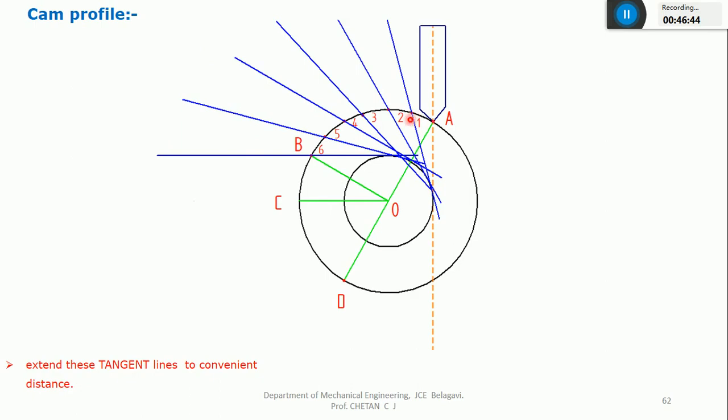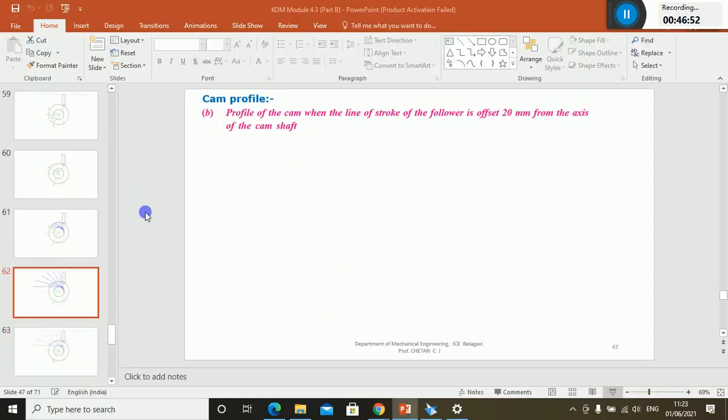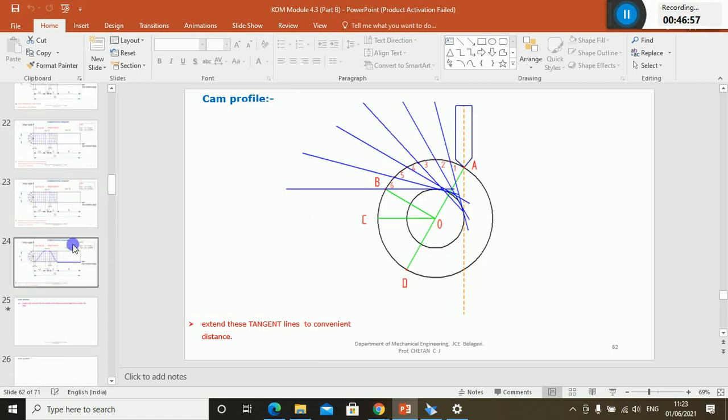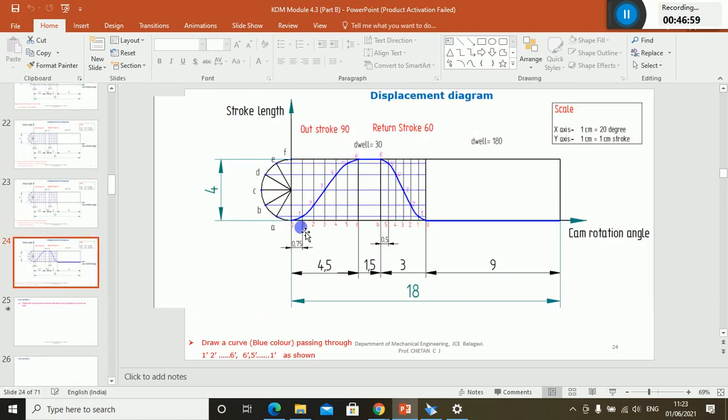Again, take these 6 points as reference points, point 1, 2, 3, 4, 5, 6. Go to the displacement diagram. I'll take another 5 minutes. Just copy the distances, whatever you have followed in the first case. Copy these distances 1 to 1 dash, 2 to 2 dash, 3 to 3 dash with respect to the outstroke.